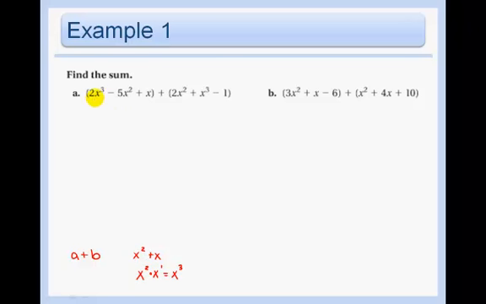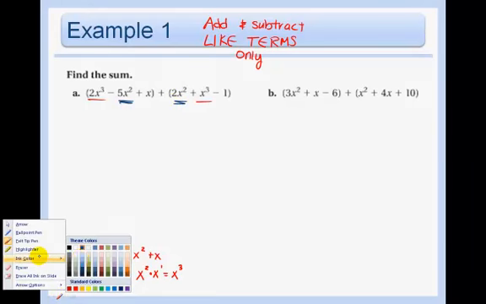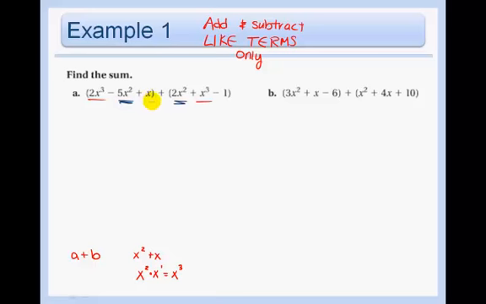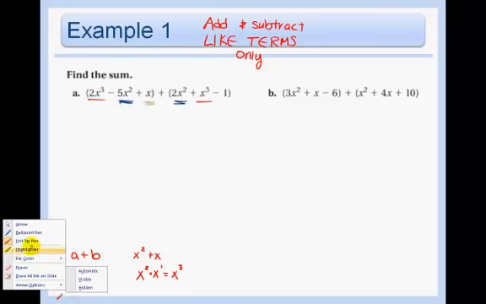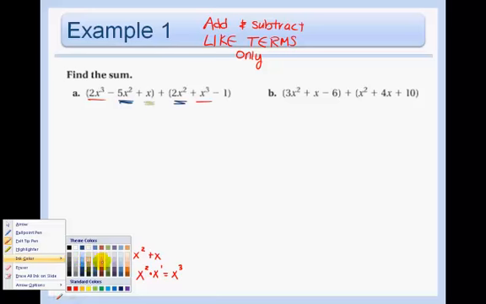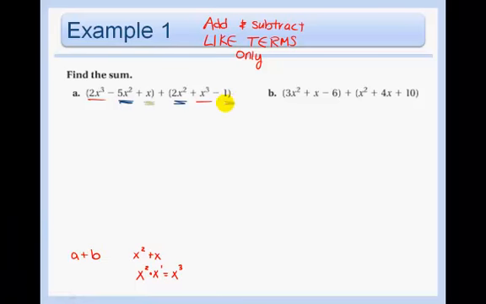So how would we proceed here? Where are our like terms? You can only add like terms. Add and subtract like terms only. So here are my cubes. Here are my squares. Here are just my x's. And here are my constants.